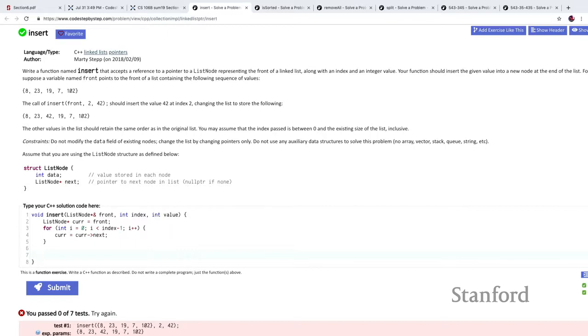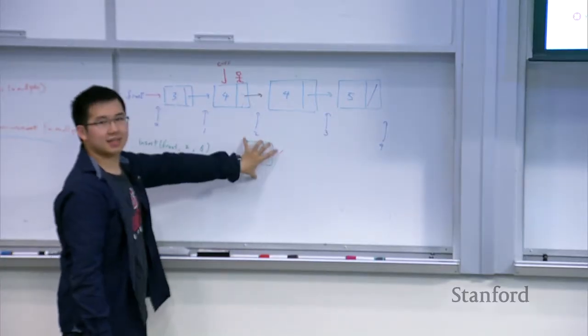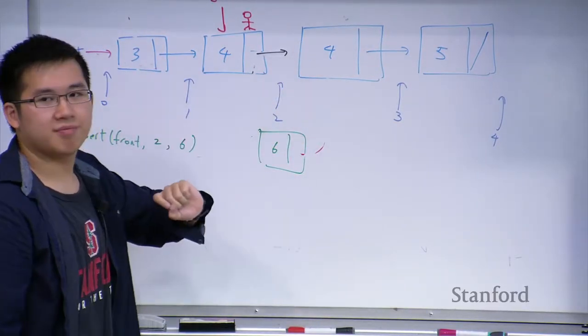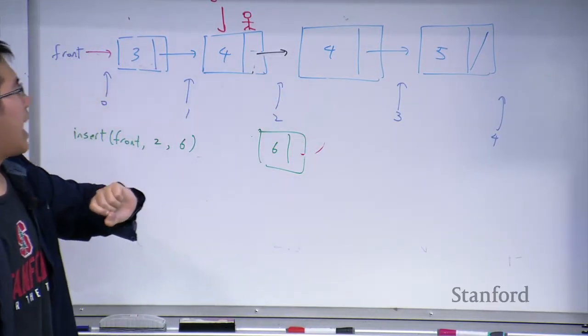And then now let's go back to the step-by-step. There were, I think, 3 things you had to do. 1 was make this thing. 2 was change this pointer. And 3 was change this pointer. Okay? How do we do that in code?